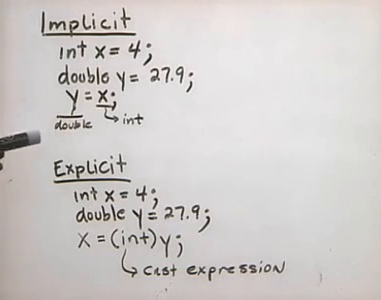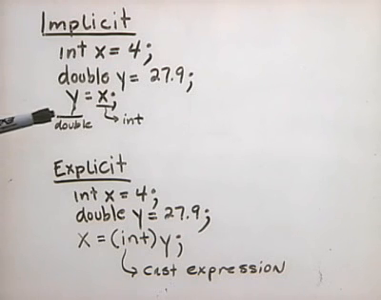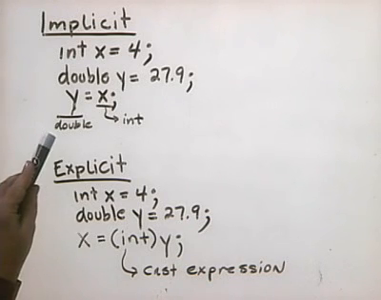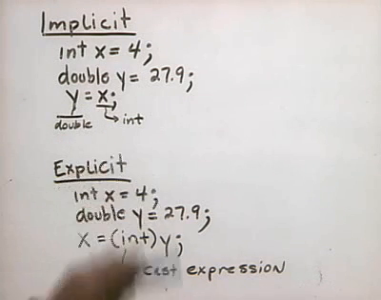In this first example, what I'm doing is I've got two variables declared, x and y. X is declared as an int and y is declared as a double. Now what I've taken in the next line is I've taken the double and set it equal to the value of the integer data type. The double variable is being assigned the integer.